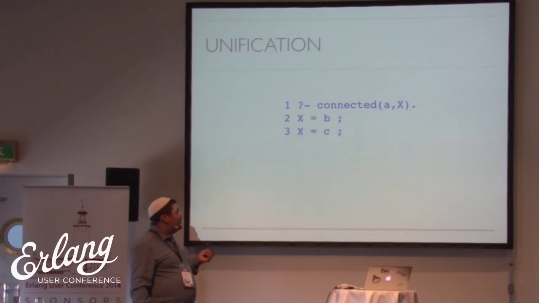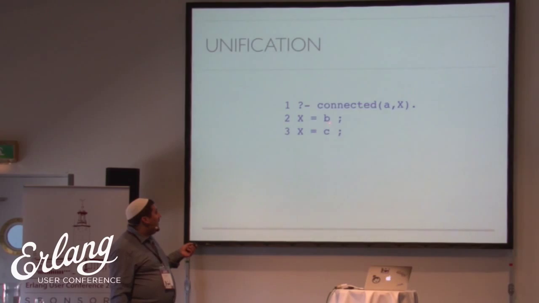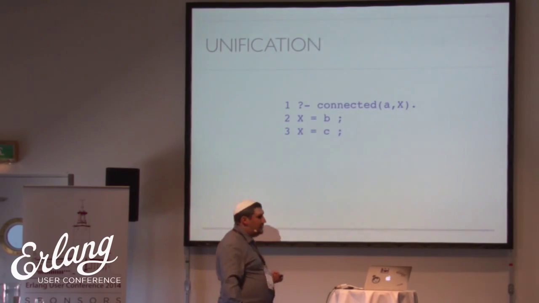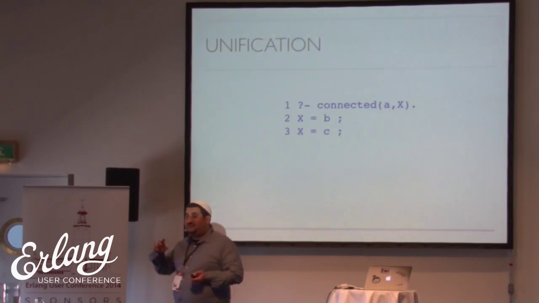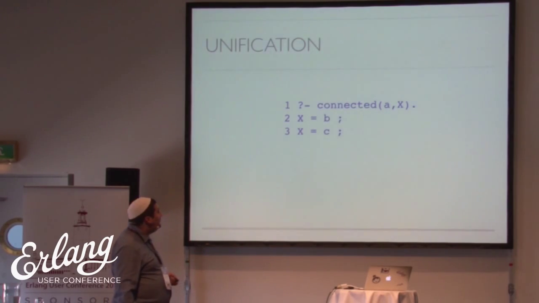And then you can ask the interpreter, is connected A to X, and it'll tell you all the things that A is connected to, B and C, and if there are more, you can keep hitting semicolon, and it'll keep repeating them. Or if you're using it programmatically, there's a function you call that spits out the next one, so you get the whole list.